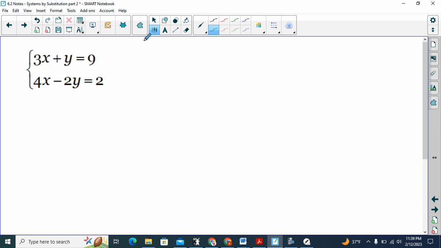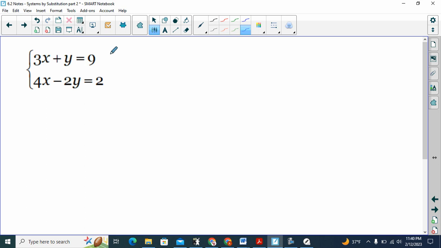When that is the case, we want to choose one of the variables in one of the equations and solve for it. So I either need to solve for x in this equation or y in this equation, or I could solve for x in this equation or y in this equation. It is by far going to be easiest if you solve for a variable that has a coefficient of 1 or negative 1, but 1 is the easiest. Notice here I have plus 1y.